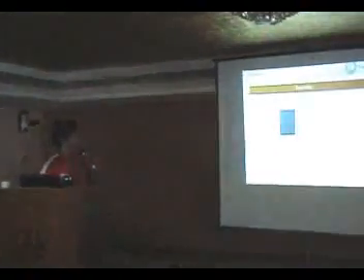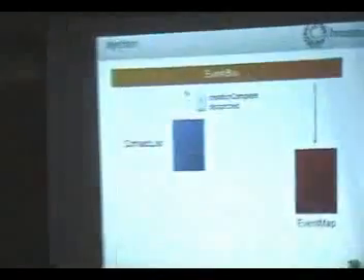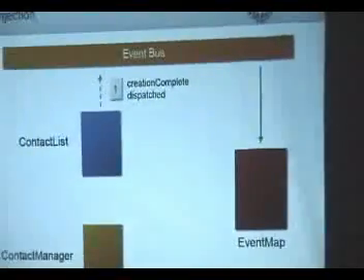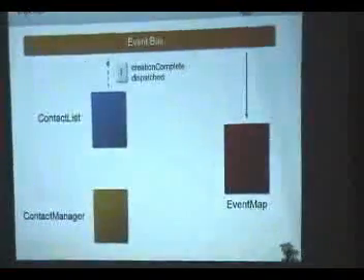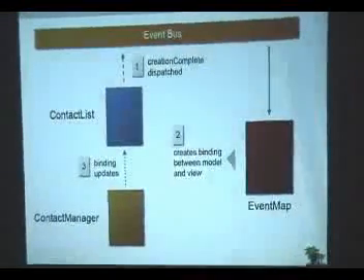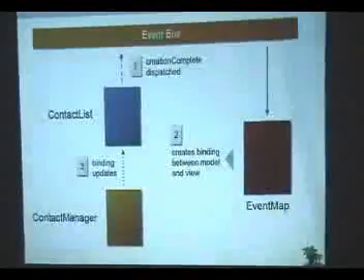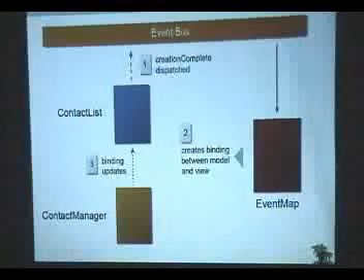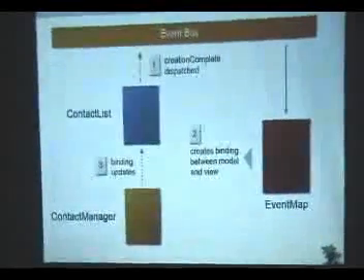Just do simple two-way binding. So the contact list, on creation complete, dispatches an event, the event map will be called and injections will be done, and the contact manager sends you the updates of contacts from the contact manager to the contact list. This is how the thing happens.